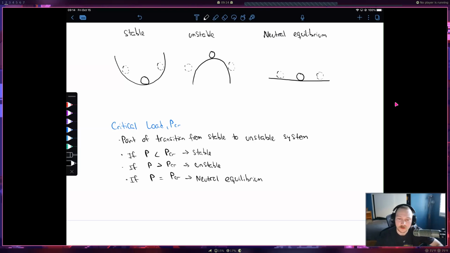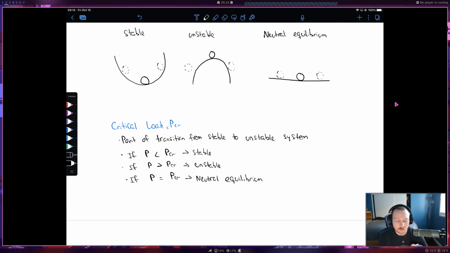Alright, and then if the load is equal to the critical load, that's implying that we're in this neutral equilibrium state. Okay, but basically, for all of this, it seems a bit abstract, but really the main point here is once we go past this critical load, any amount, once we just go past it, then we're going to be unstable, which is implying that the column has failed.